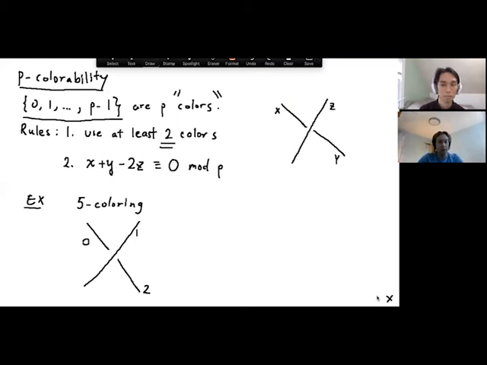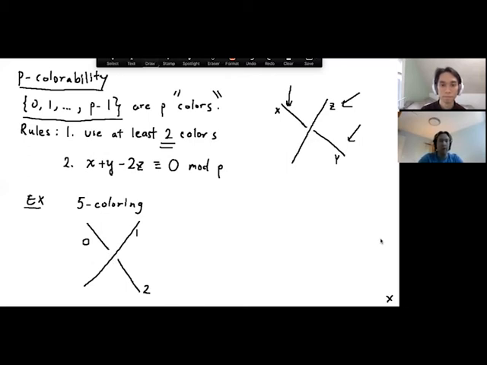And the second rule is that at any given crossing point, like here on the right, we want the color of the left strand plus the color of the right strand to be equal to 2 times the color of the over strand, the strand which sort of goes over the strand that's going underneath it. Okay, and then one can check that in the case that p equals 3, this is equivalent to the rule we had for three colorability, that they're all the same or all different.